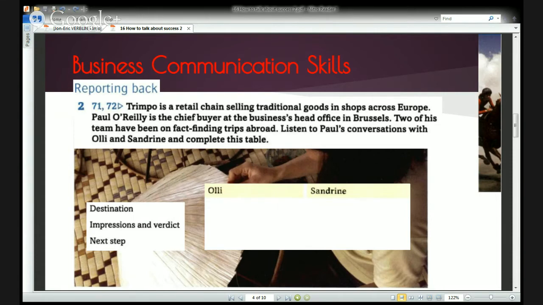Okay, so that was the first part of the meeting. In the second part, Paul is talking to Sandrine about a different location. Listen to the second dialogue.